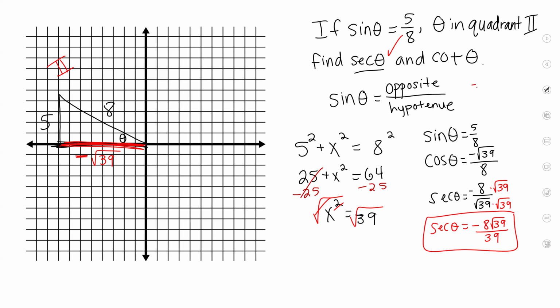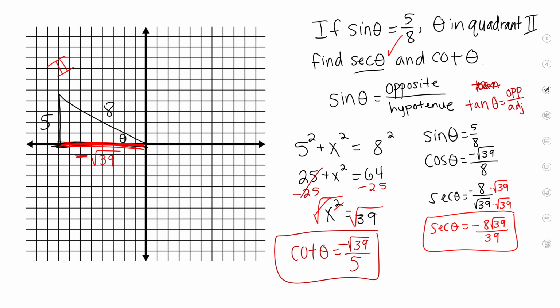So normally tangent, SOH CAH TOA, tangent is opposite over adjacent. So if I'm going to find cotangent, I need adjacent over opposite. So cotangent of theta is square root of 39 over 5. Oh, and don't forget that negative because it's on the left side. And that's it.